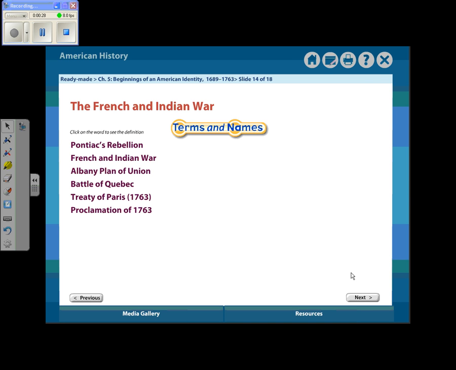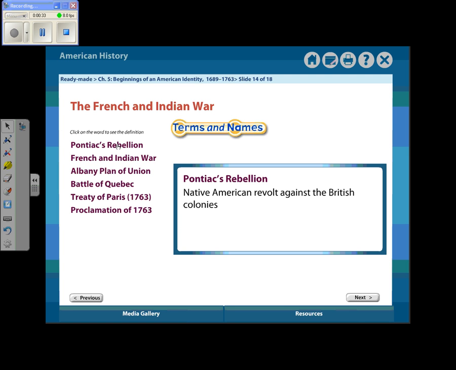The French and Indian War. Pontiac's Rebellion. Native American revolt against the British colonies. Pontiac's Rebellion is going to occur after the French and Indian War, when settlers start going into the Ohio Valley that they have won from the French. The Native Americans, for the most part in this region, had sided with the French and were not excited to see the new British settlers. They often attacked them, but they often were attacked by the British settlers too.